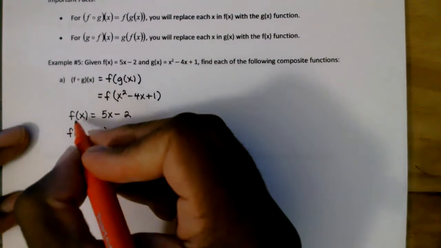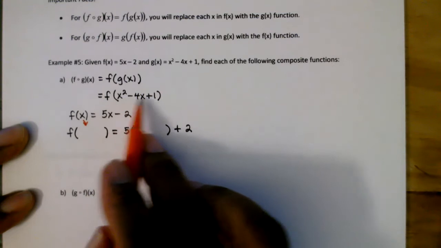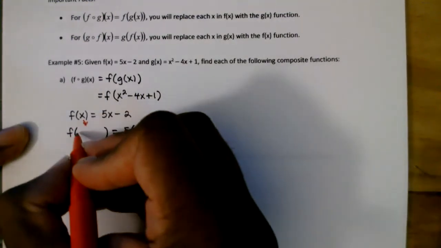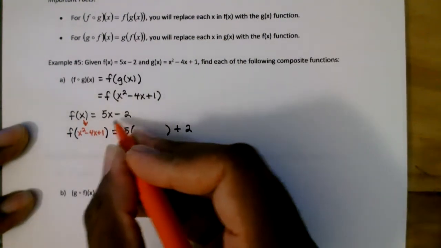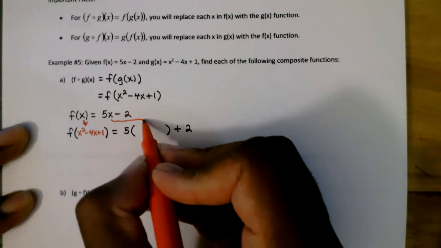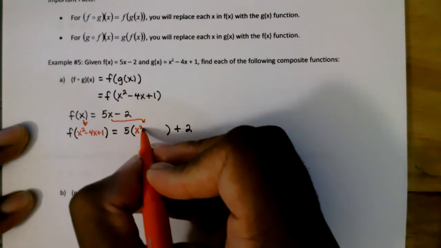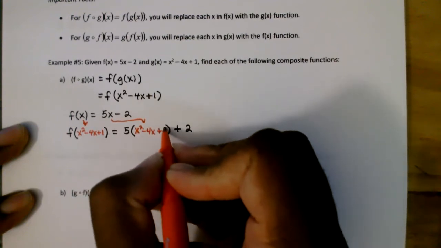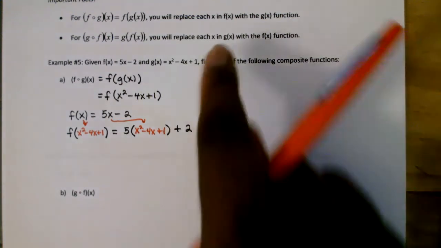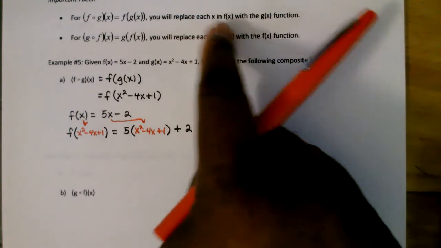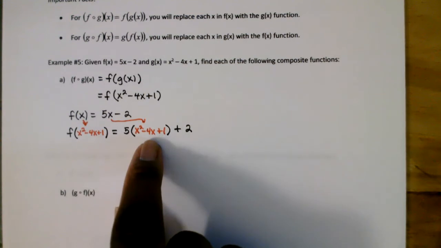So in this case, here's f of x. This x is being replaced with what g of x is. This is your g of x, 4x squared minus 4x plus 1. So I'm going to substitute that in for x. And in the 5x minus 2, this x will be replaced with what g of x is, equal to 4x squared minus 4x plus 1. So I'm just following this particular rule of replacing each x in f of x with what g of x is equal to. And that's what I'm doing here on the right side.